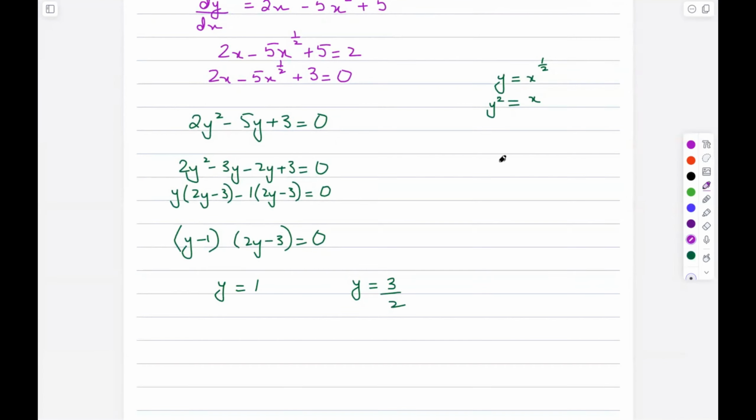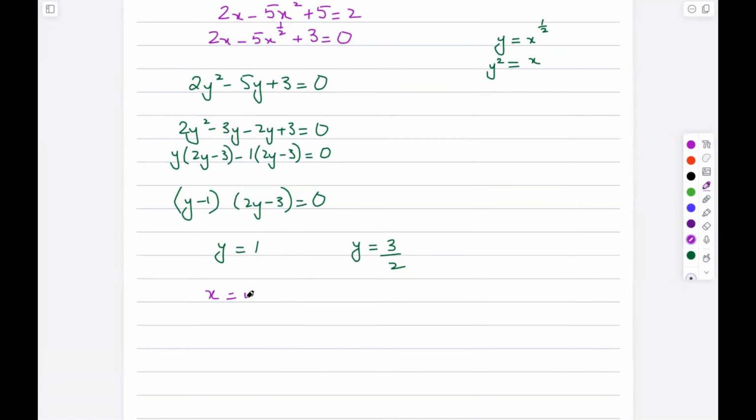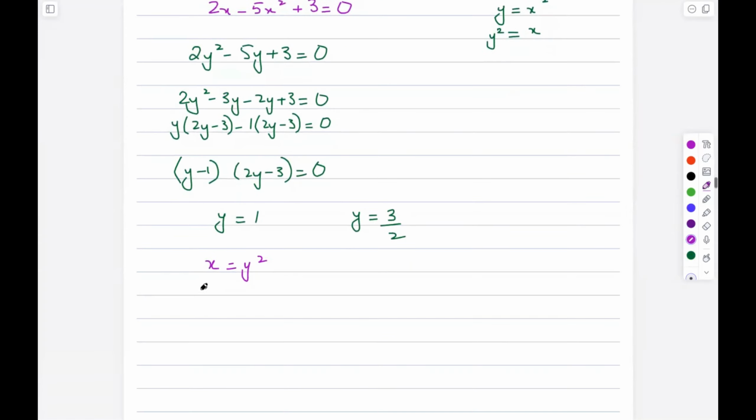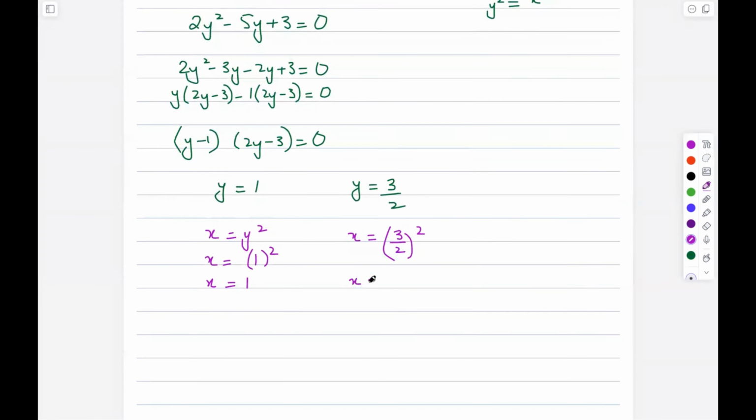Now once we have the values of y, we can find the value of x as x equals y squared. So over here, when the value of y is 1, x equals 1 whole squared, so x will be equal to 1. And the other value of y is 3 upon 2, so this will become 3 upon 2 whole squared. So the second value of x will be x equals positive 9 upon 4.